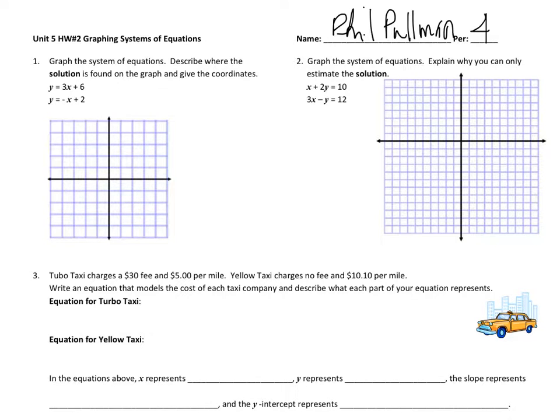Alright, number 1 says, graph the system of equations. Describe where the solution is found on the graph and give the coordinates. These are both y equals mx plus b equations, so we know that b is our y-intercept and m is our slope. The first one, y equals 3x plus 6. Plus 6 is our y-intercept. Well, we have to go up 6. 1, 2, 3, 4, 5, 6 is actually going to be one above our existing graph, about right there.